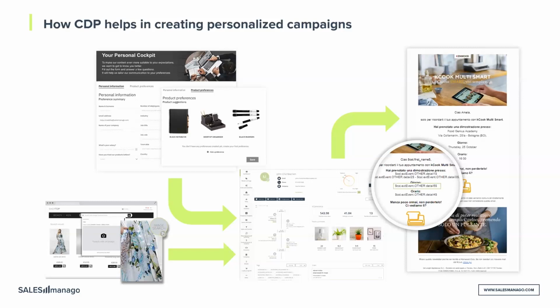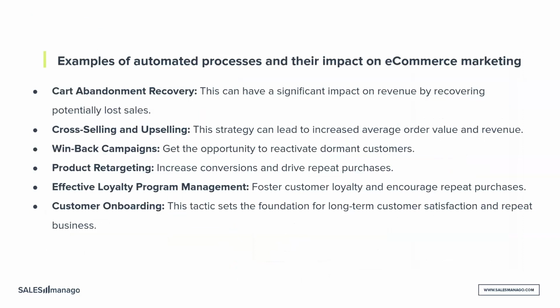I would say it's pretty cool. I'm not sure how about you, but for me, it looks a little bit like magic that we didn't know a few years ago. What are the examples of automated processes specific for e-commerce and really, really good for e-commerce marketing? For sure, on top of my list, there will be cart abandonment recovery.